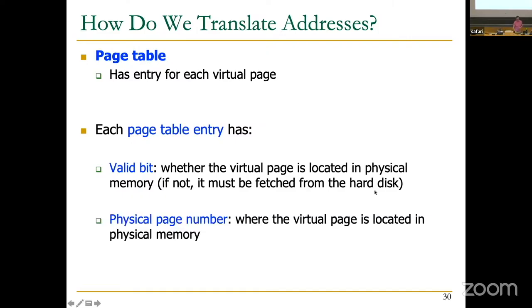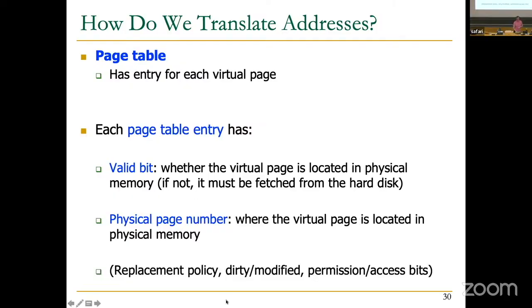Physical page number is where the virtual page is located in physical memory, assuming the valid bit is 1, right? And then there are also some other bits in the page table entry, like dirty, modified, we talked about, and replacement policy bits. What are you going to replace? Similar to the cache replacement, basically. We're going to look at that also.